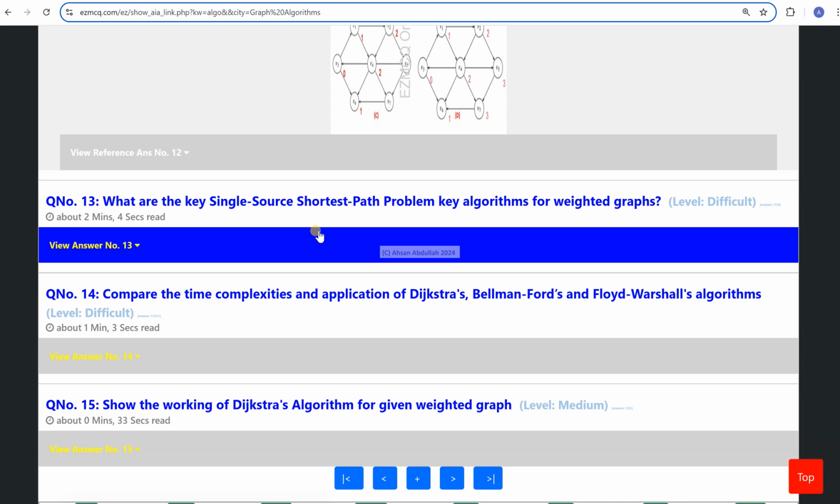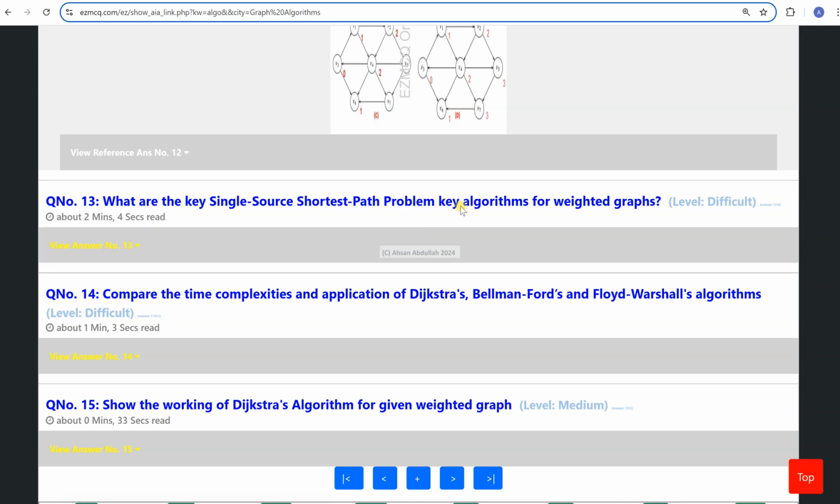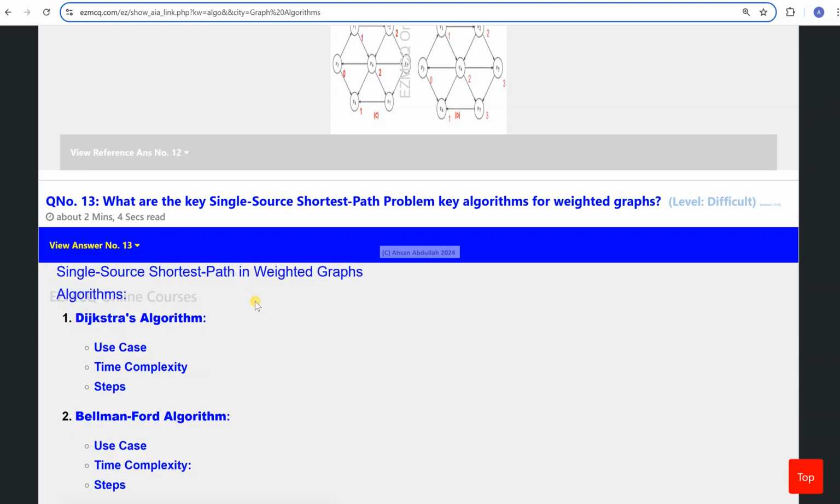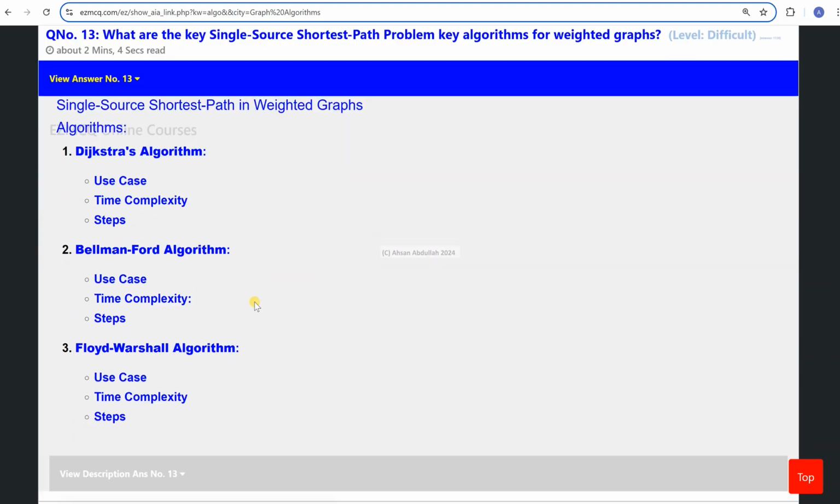Key single source shortest path problem: what are the key algorithms for weighted graphs? Now that was for unweighted graphs. Now let's look at weighted graphs. For weighted graphs, these are the classical algorithms.